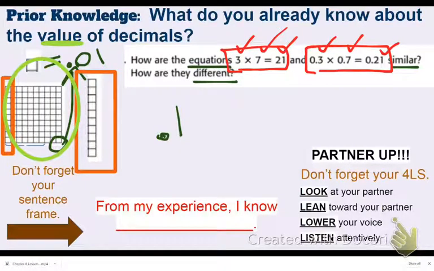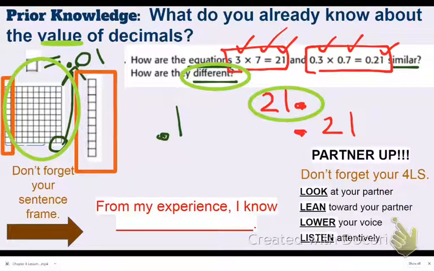But how are they different? Well, these equations are different because their answers are different. They're the same digits, the same numbers, but they have a different value. 21, which is 3 times 7, and 21/100ths is completely different when you think about value. 21 as a whole number is 21 $1 bills, or a $20 bill and one more. 21/100ths is 2 dimes, 20 cents, and 1 penny.